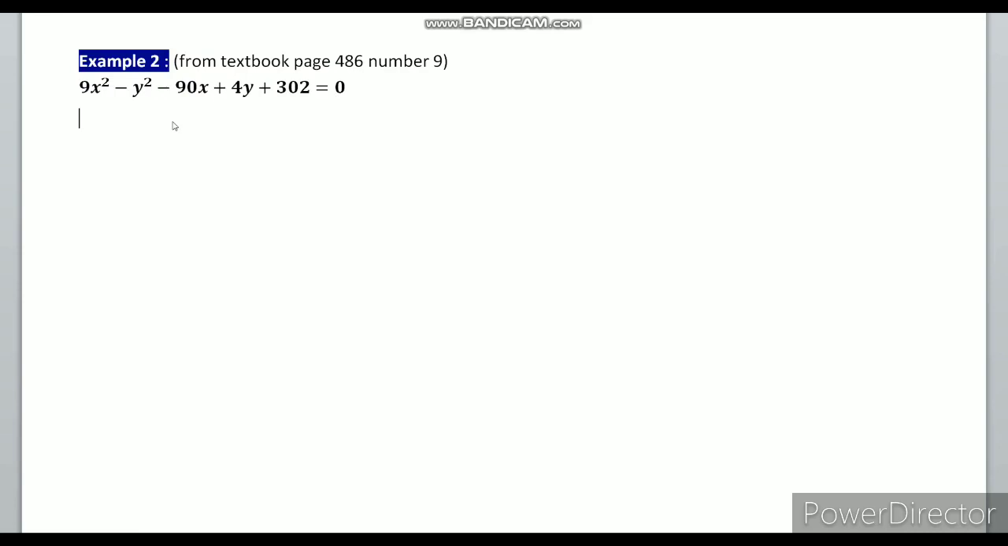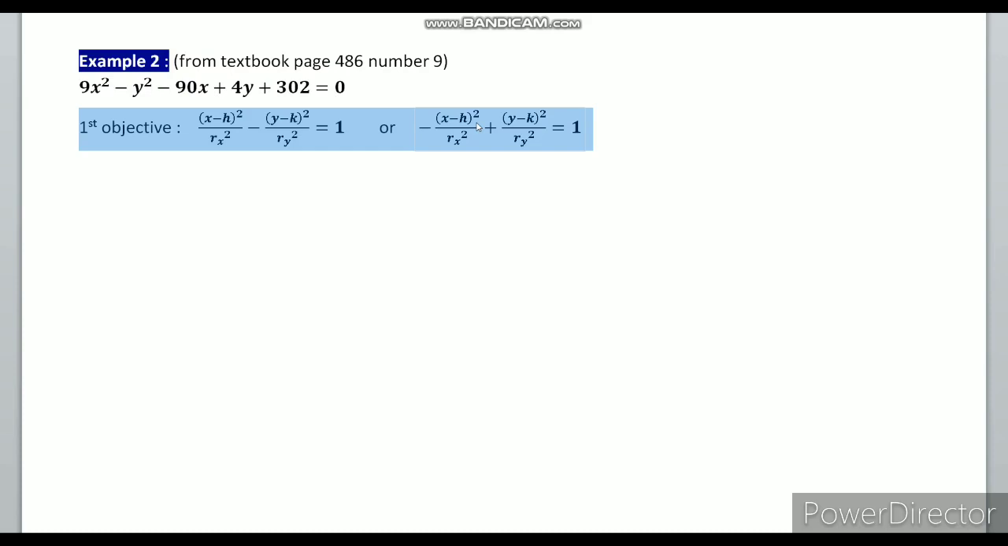So this is Example number 2. You can see the equation, and we can definitely know this is a hyperbola since the coefficient of x squared is 9, positive, and the coefficient of y squared is negative 1. They are different in signs, so we can be sure it is not an ellipse, it is not a circle, it is a hyperbola. Since we need to graph this, the first objective is to convert this equation into the general form of a hyperbola. Again, we're still open for these two options: either the final form will be the first one or the second one.